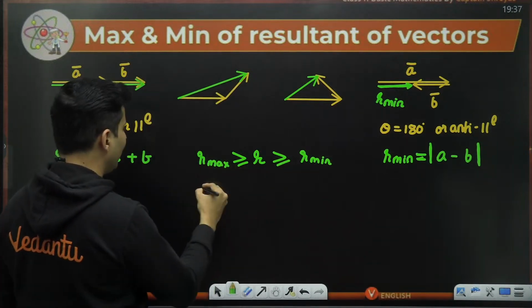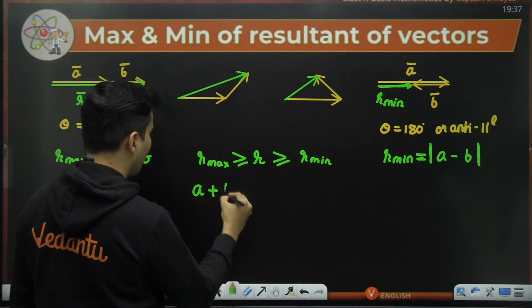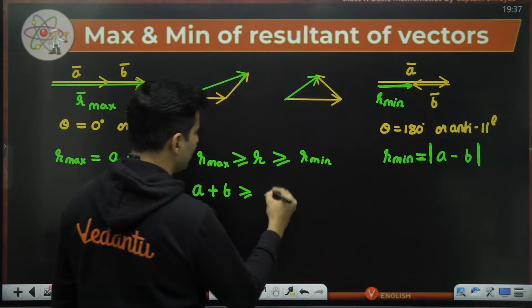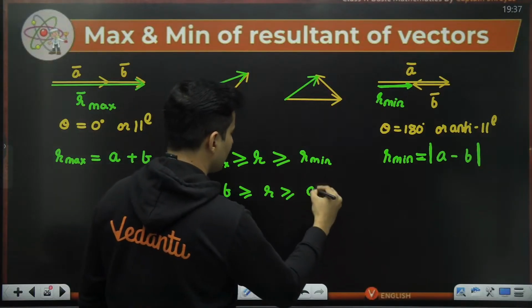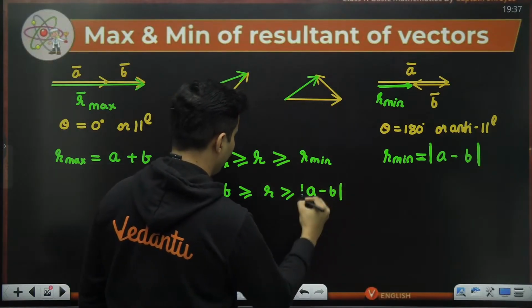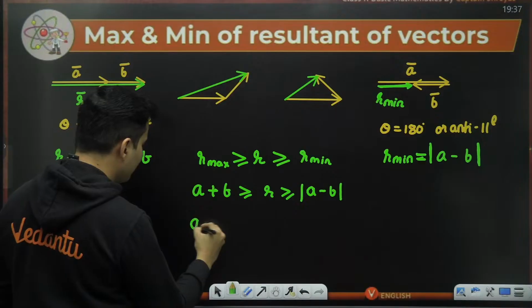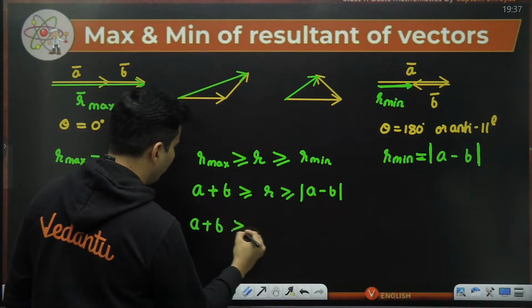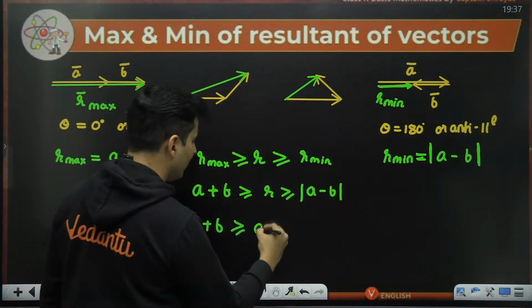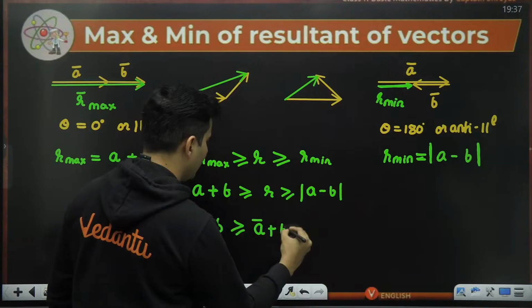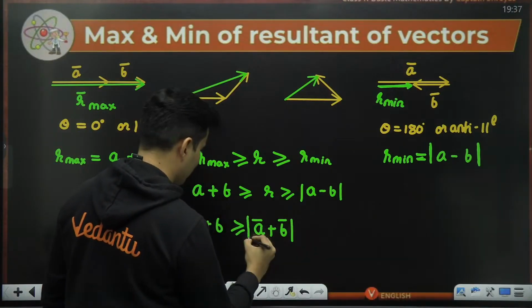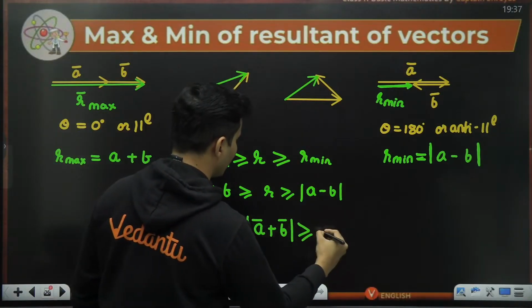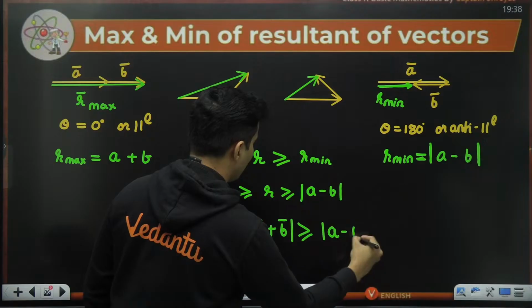What is the maximum value? It is nothing but A plus B. What is the minimum value? It is mod A minus B. What is R technically speaking? R is the magnitude of the vector resultant. So it is modulus of A bar plus B bar. That is more than or equal to mod A minus B.